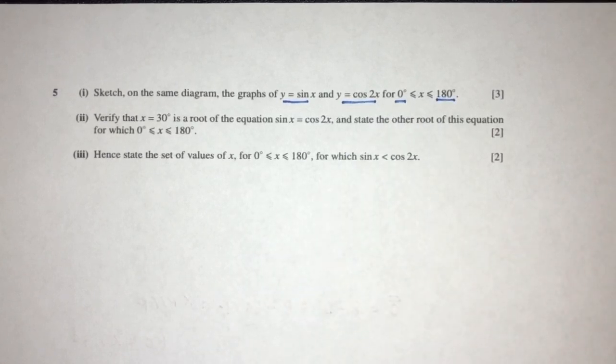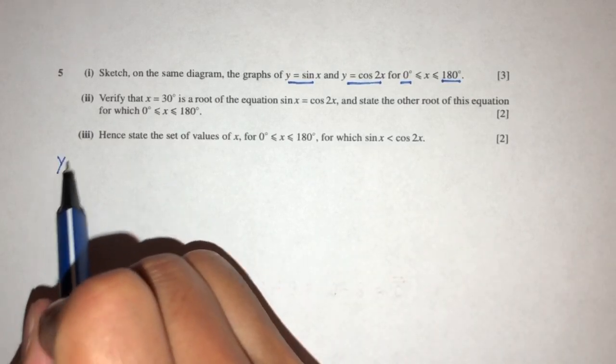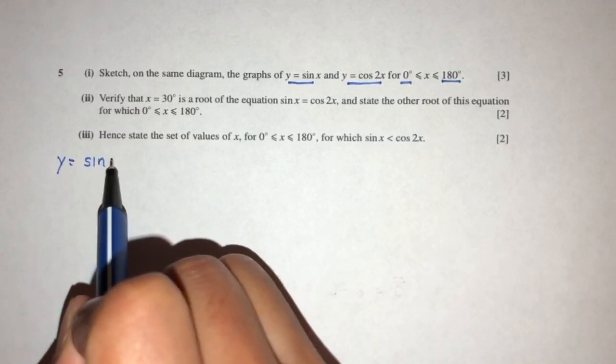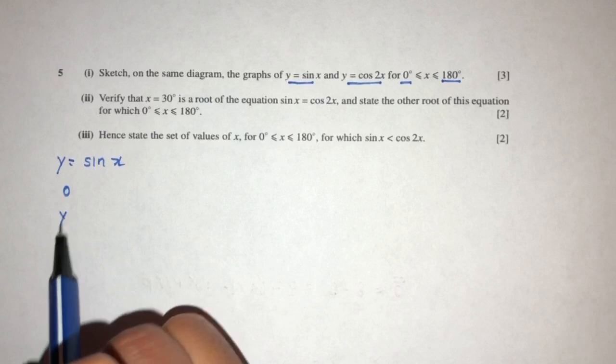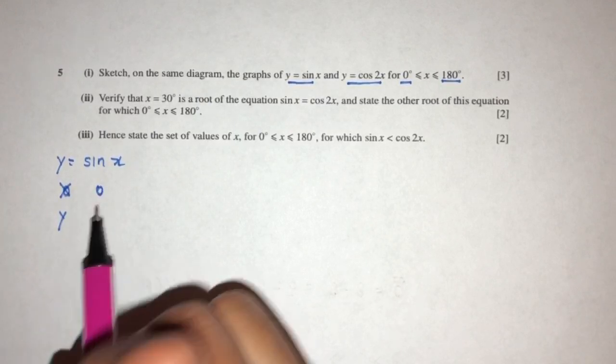So pretty easy. Whenever we have to draw a trigonometric curve, we have to make a table of values. So the first curve we have is y equal to sin x. Here we have 0, here we have y, sorry, x and y. Here we have 0. Now what is the interval we're going to have?